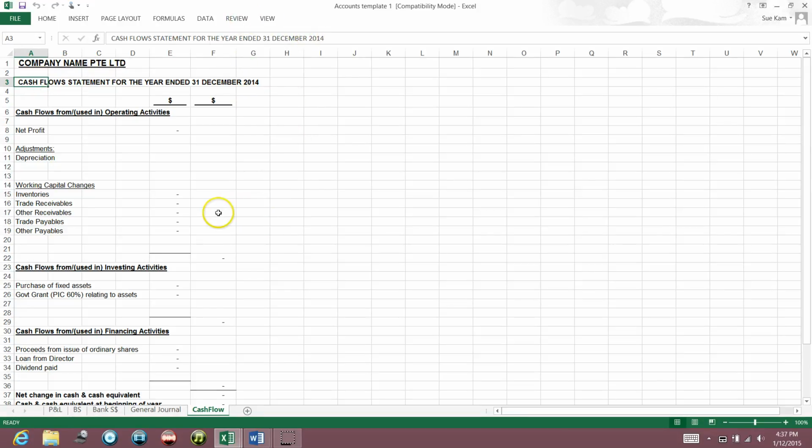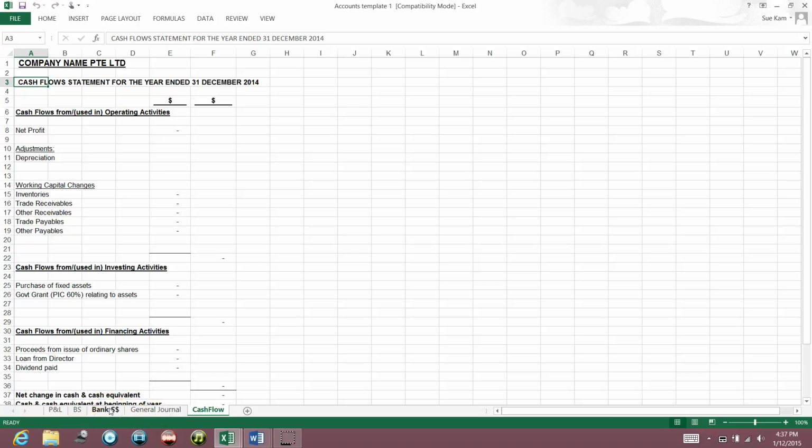This whole template is suitable for first year company accounts. If your company is in its first year, then you use this template. Very important: balance sheet, profit and loss account, cash flow, don't touch at all. As soon as you open this, the only things you can change are your company name and your financial year end. That's all. The rest don't touch at all. Very important. If you touch, you will mess up.